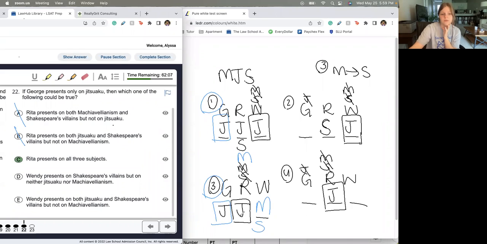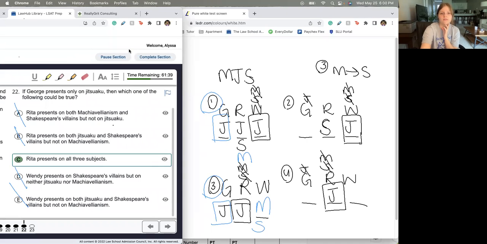D, W presents on S, but on neither J nor M. I don't have that happening in either of my worlds. When I have it presenting on S, I'm going to have M. So I'm going to eliminate D. E, W presents on both J and S, but not on M. Again, not happening in either of those worlds. And that leads me to answer choice C.